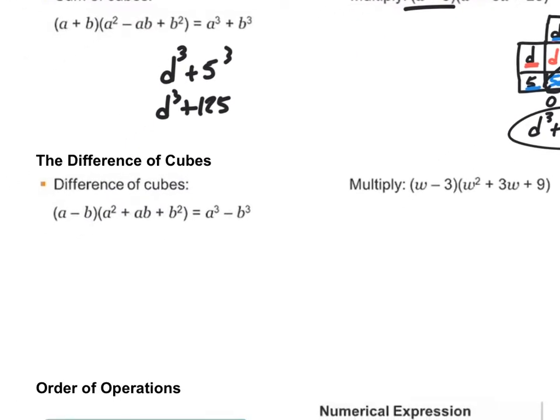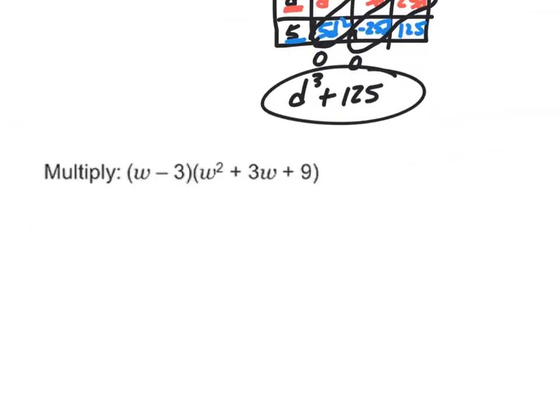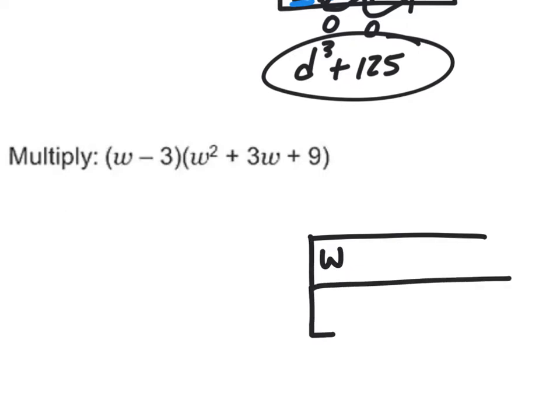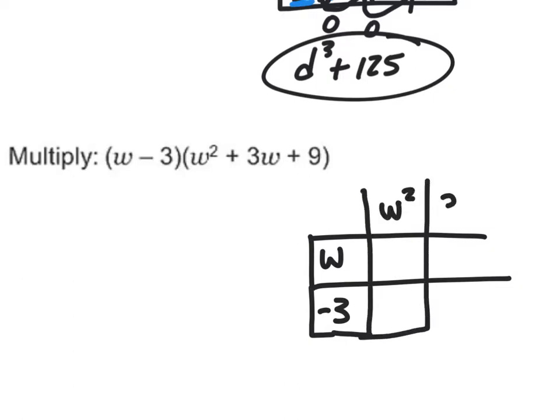Okay, same thing down here. Now, if I see w minus 3 and see this same structure here, then I should get w cubed minus 3 cubed, which is going to give me w cubed minus 27. So let's see what we get. I'm going to make my box. I'm going to try and make it a little bit neater. W, and then negative 3. And then I've got w squared. I've got 3w.